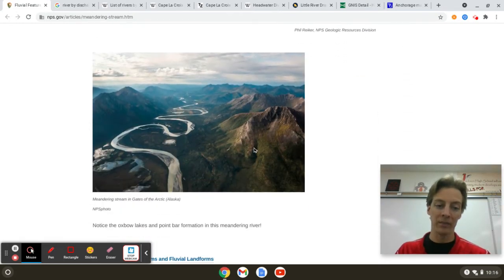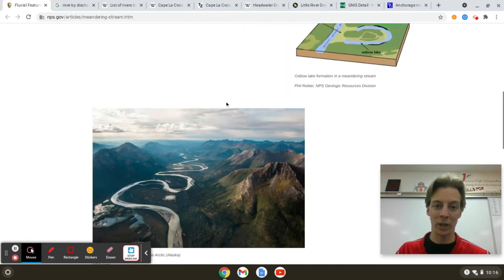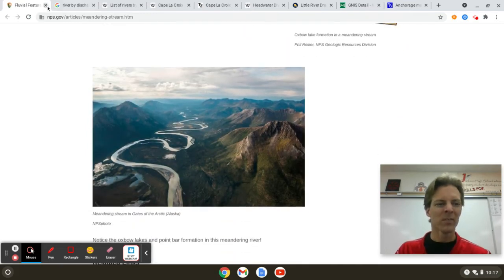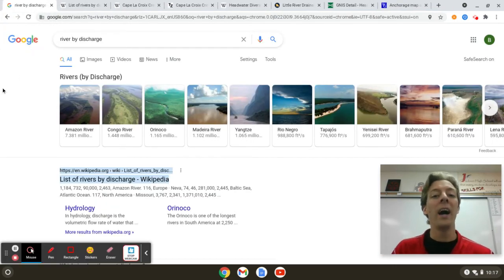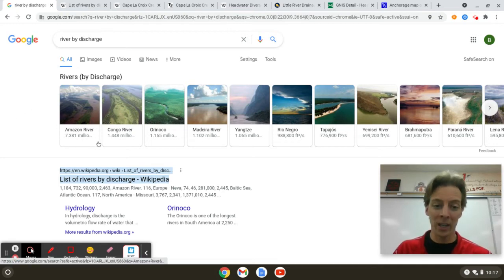Look at that. The Gates of the Arctic in Alaska. That is a meandering stream. Good shot. All right. So let's put some things in context. How much water is in the rivers? All right. The Amazon wins, then the Congo, then the Yangtze, and on and on. And wow, that's a lot of rivers. Here we go. Let's do it like this.